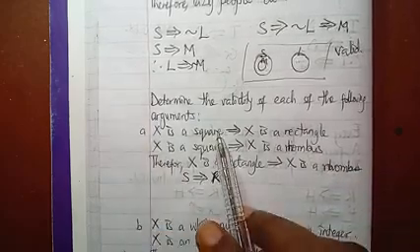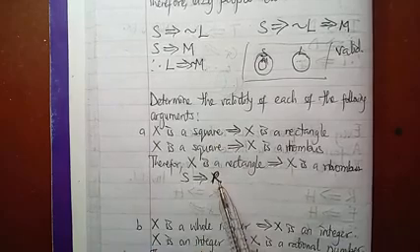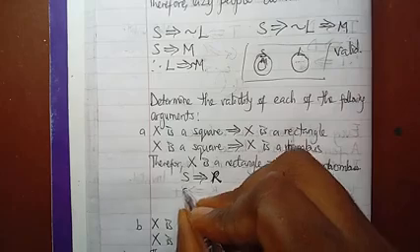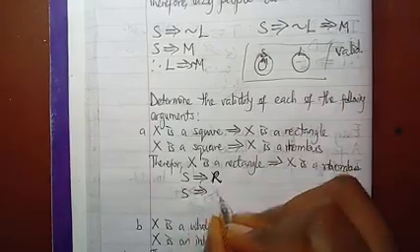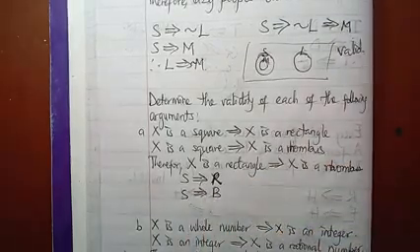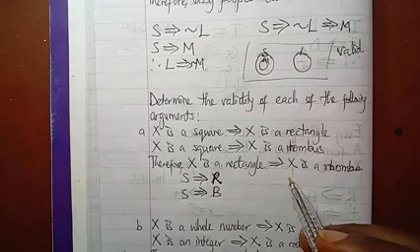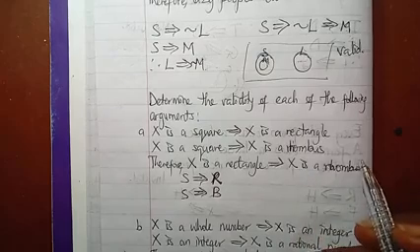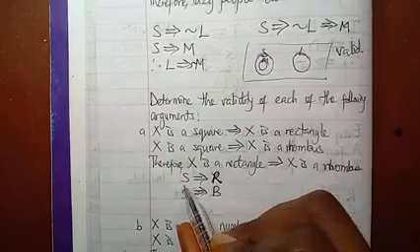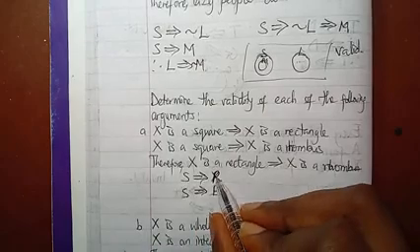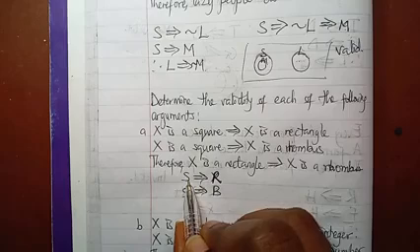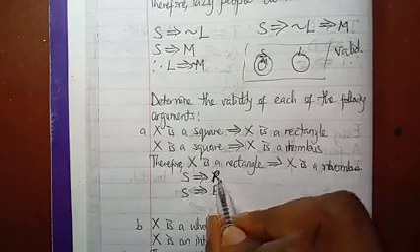X is a square implies that X is a rectangle. X is a square implies that X is a rhombus. We now say, therefore, X is a rectangle implies that X is a rhombus. So we have that if X is a square, it implies that X is a rectangle.